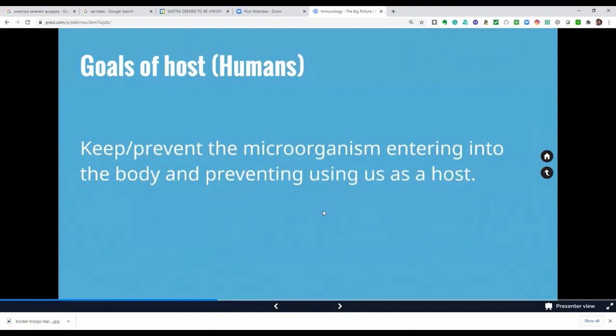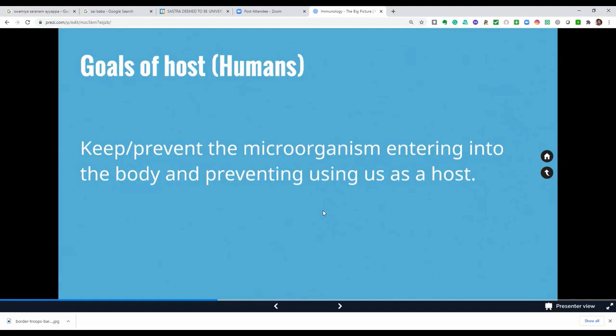So we as humans, our body always wants to prevent the microorganisms which are trying to enter into the body. And also our body always wants to prevent the microorganism from using it as a host machinery. Okay, so two conflicting things, right? They want to enter our body, and we just want to prevent their entry. There is always a kind of big fight happening. Every moment this fight is happening between the microorganism and the human system.